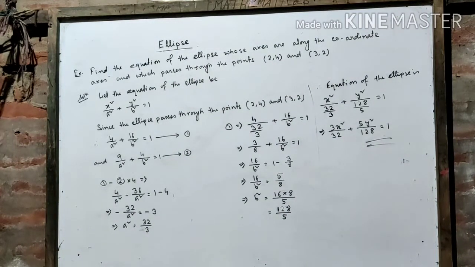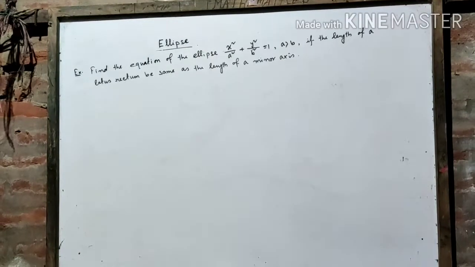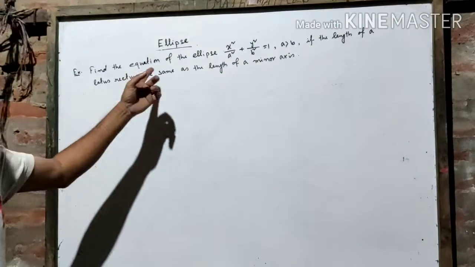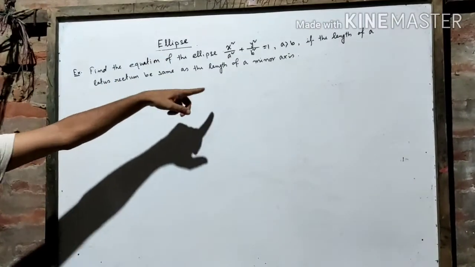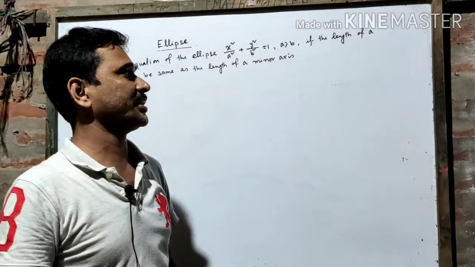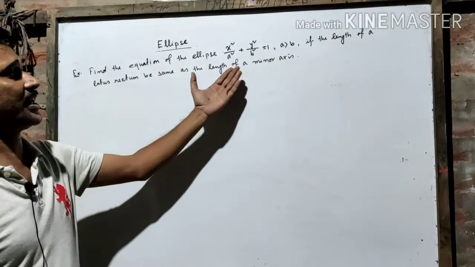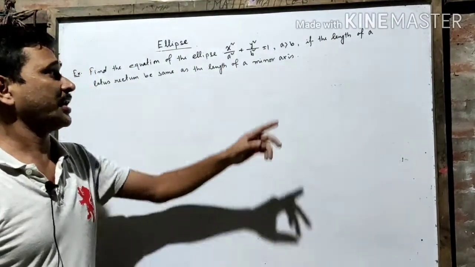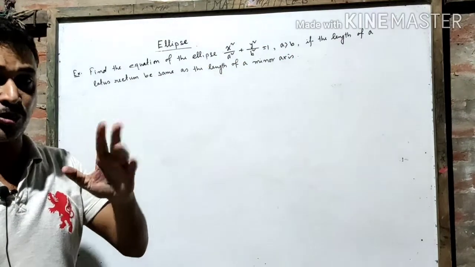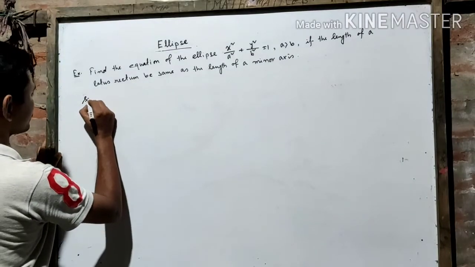Let's move to the next question. Okay, next question is, find the equation of the ellipse x square by s square plus y square by b square is equal to 1, where a greater than b, if the length of a latus rectum is the same as the length of a minor axis. Here it is said that a is greater than b, so obviously the major axis is the x-axis. Okay. Solution.